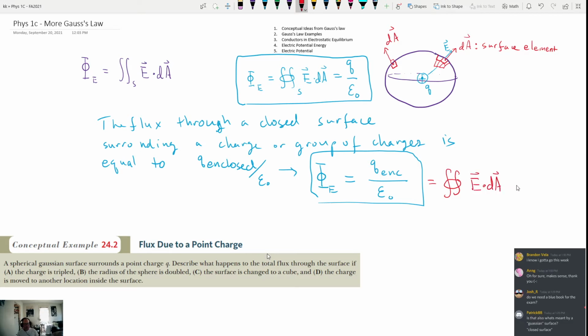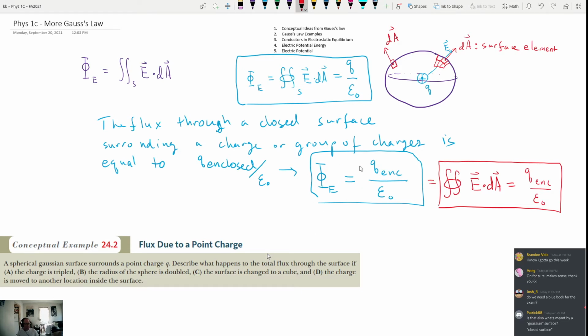Usually the way we're going to use Gauss's law is we're going to start from this relationship. So this is often how we're actually going to apply Gauss's law. But all of the things that are in boxes here are Gauss's law. Just keep that in mind. Every one of them is Gauss's law, okay?